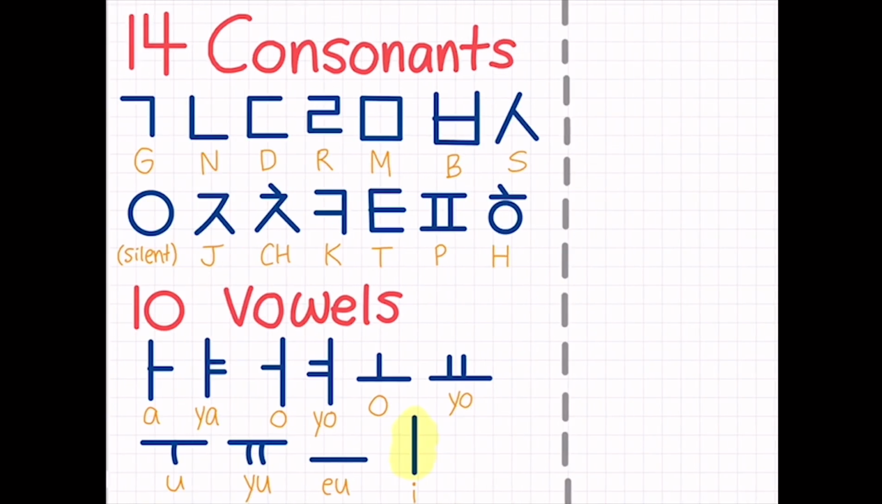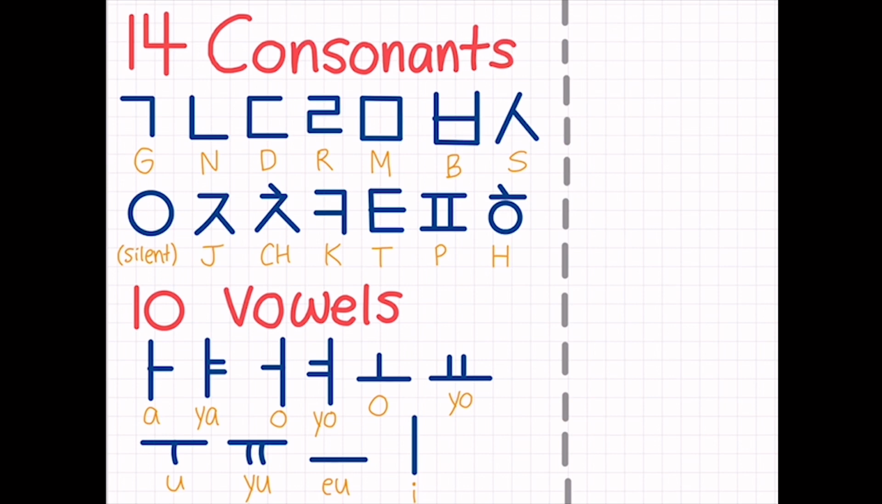Last of the 10 vowels, e, e, e. This was super easy, right? So we're going to practice. Now, I will be writing a letter and combining it to make it into a word. So let's see if you can read it, okay?